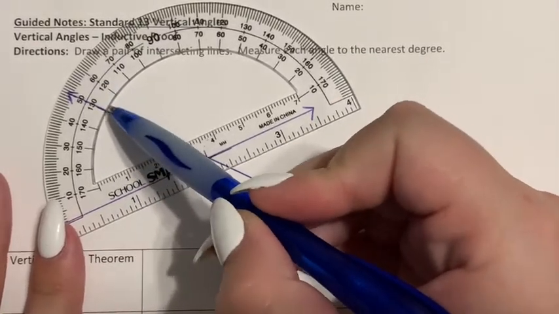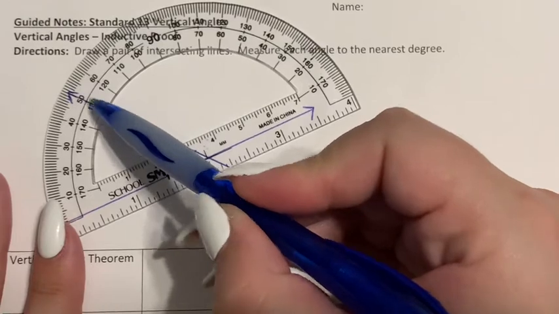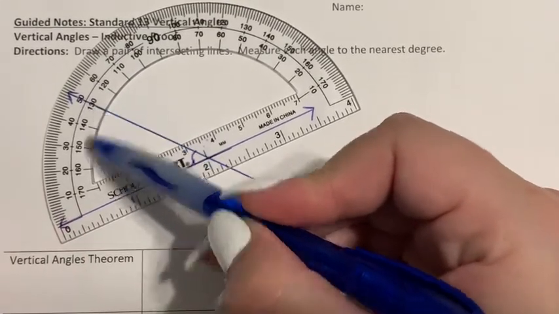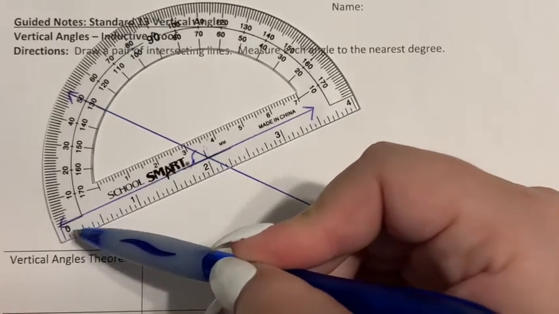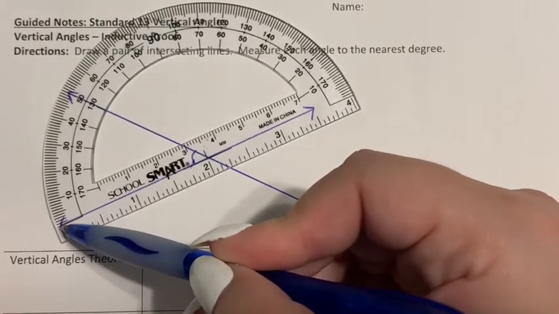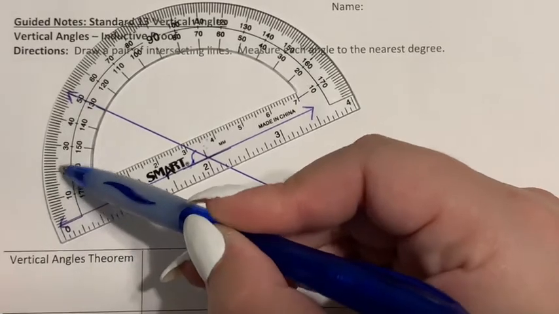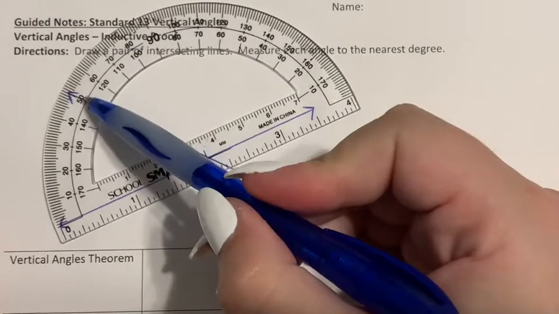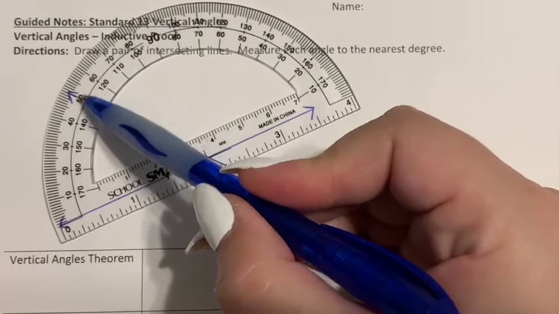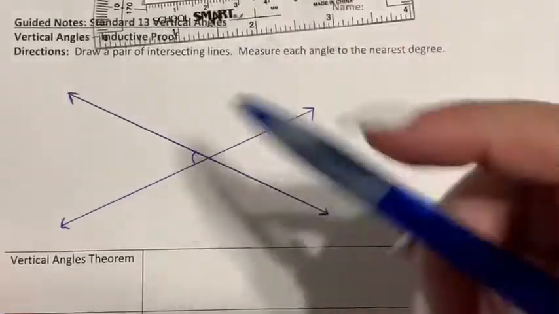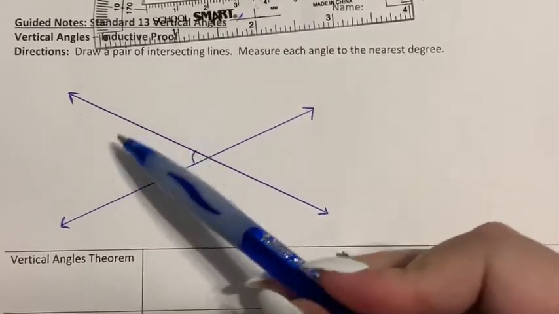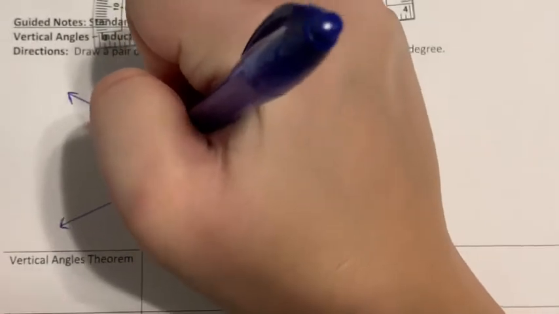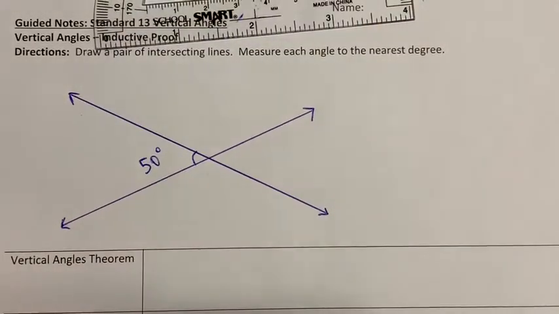Keep in mind, we talked about how your ray is going to touch 2 numbers on the protractor, and you need to use some critical thinking skills here. If my angle is opening this way and starting at 0 degrees, I'd be going from 0 to 10, 20, 30, 40, 50. That's one way to think of it. Another way is looking at the 2 numbers, 50 degrees and 130 degrees. The angle I'm looking at is definitely an acute angle, definitely smaller than 90, so I know this angle has to be 50 degrees, not 130 degrees.